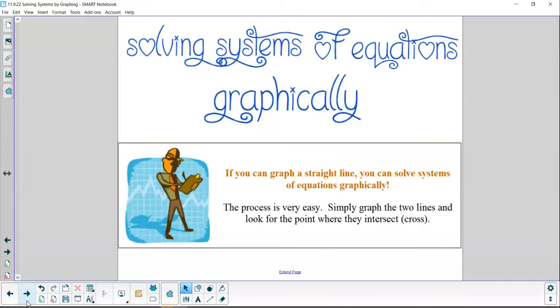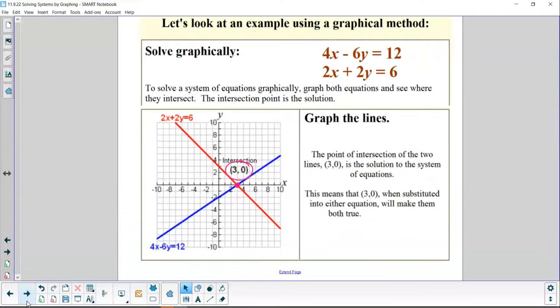So today we're focusing on graphing, solving systems graphically. If you can graph a straight line, you can solve systems of equations graphically. The process is very easy. Just graph two lines and look for the point where they intersect or where they cross.